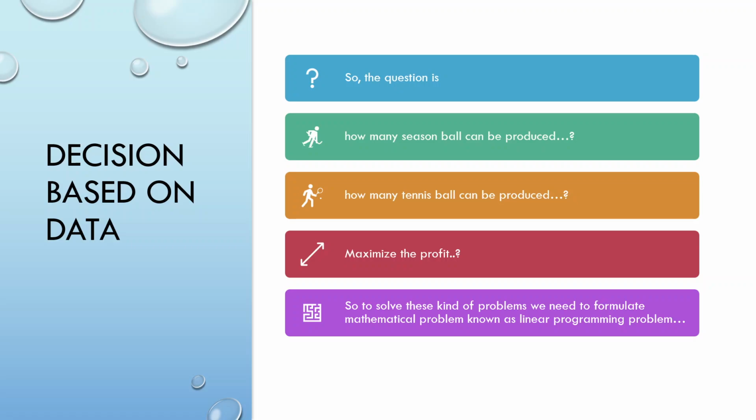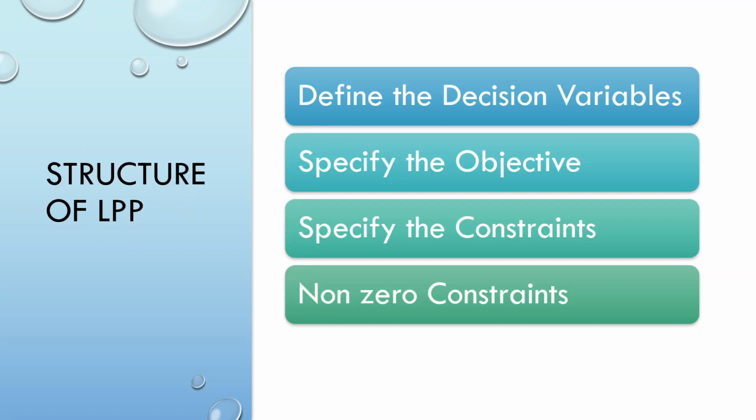Now this is an important slide; we need to understand the structure of LPP. The first important thing is to define the decision variables. Which variables do we need to decide? In this scenario, we need to decide on two important variables. The first one is season balls and the second one is tennis balls. More important, what is our objective? So the second step is to specify our objective. The third important thing is to specify the constraints.